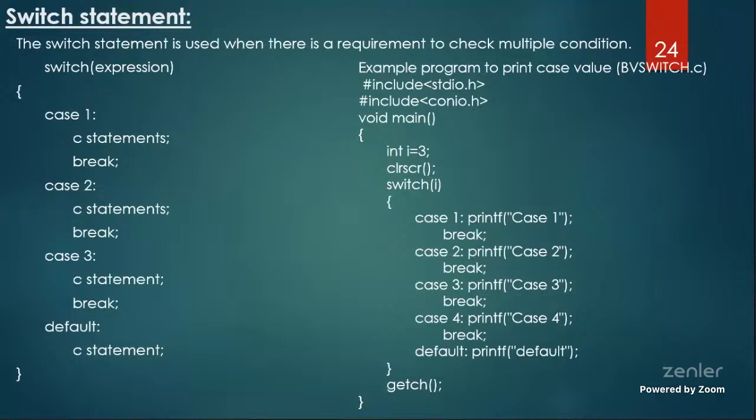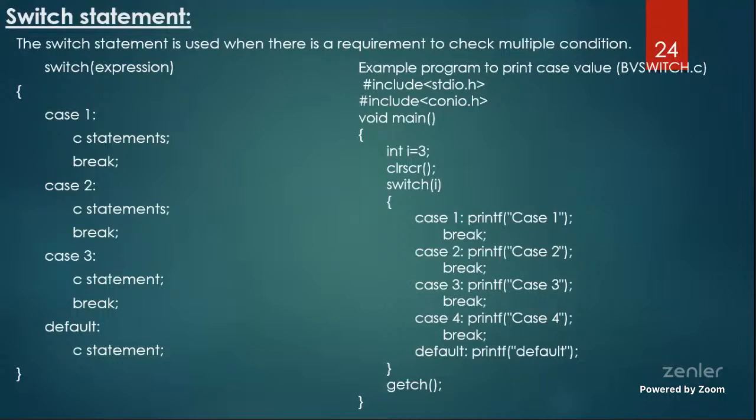Why do we use a switch statement? First, try to understand it. A switch statement is used when there is a requirement to check multiple conditions. Just see the difference. Day before yesterday I taught nested if conditions, nested if statements. Obviously we cannot say that it is a disadvantage, but when you compare this concept with the if else concept, I think this would be better. How it is better, you will understand from the program now.